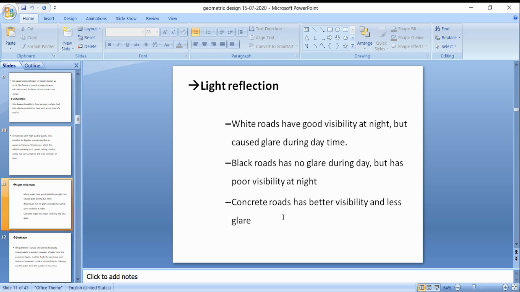White roads, such as cement concrete blocks, have visibility at night but cause glare during daytime. Black roads have no glare during daytime but have less visibility at night. Concrete roads have better visibility and less glare. So it is better to use concrete roads because they have better visibility and also less glare.